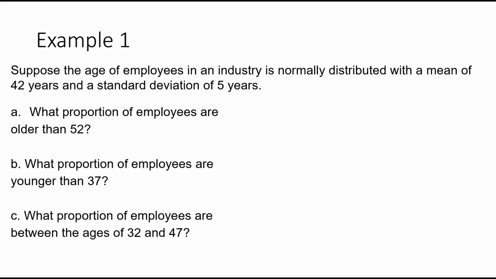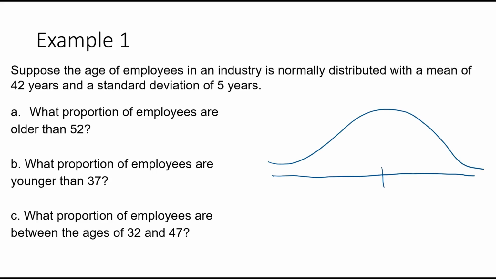So suppose the age of employees in an industry is normally distributed with a mean of 42 and a standard deviation of 5 years. So let's draw that. We're going to be drawing a lot of curves here. So we know that the mean is right in the middle, and our mean is 42, and our standard deviation is 5. So one standard deviation this way would be plus 5, plus 5, plus 5, and then this way would be minus 5, minus 5, minus 5.